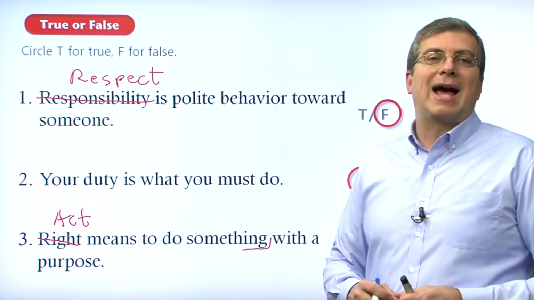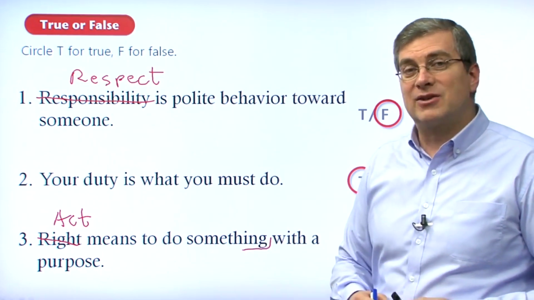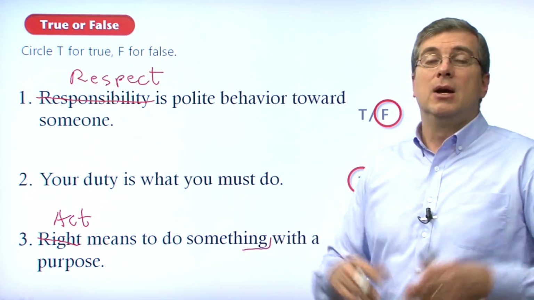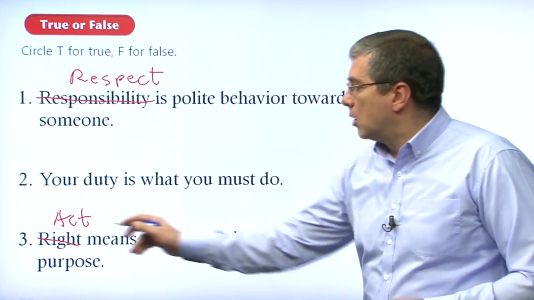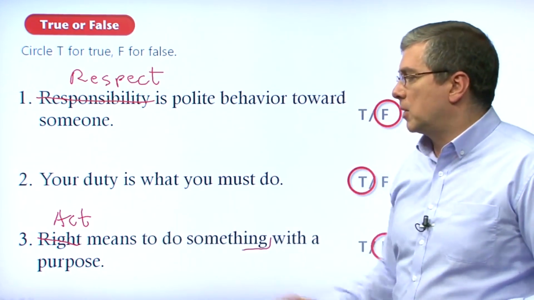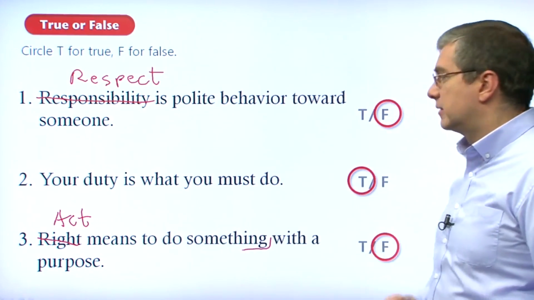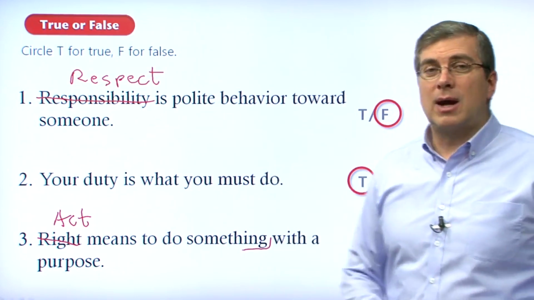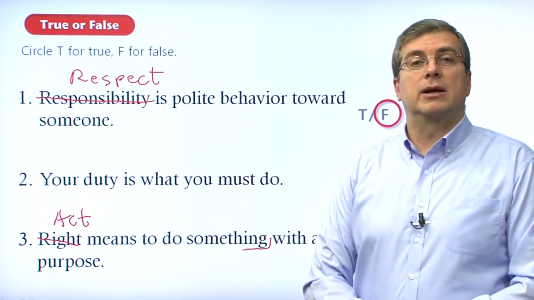But of course, we're all acting every day, right? We act a certain way when we play sports. We act a certain way when we're in class. It's how we act that's very important. But anyway, right doesn't mean to do something with a purpose. Act means to do something with a purpose. We have to change that sentence so it's false. Okay, that wraps it up for the vocabulary section. Let's take a short break here, and we'll take a look at the reading section next.